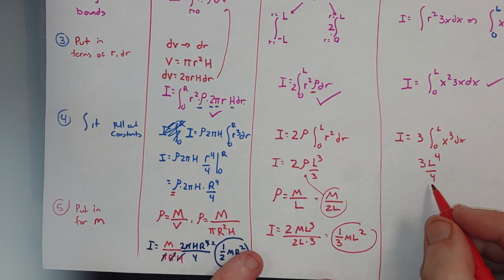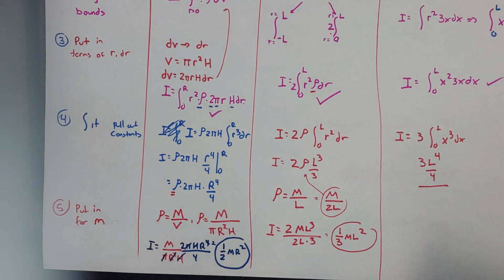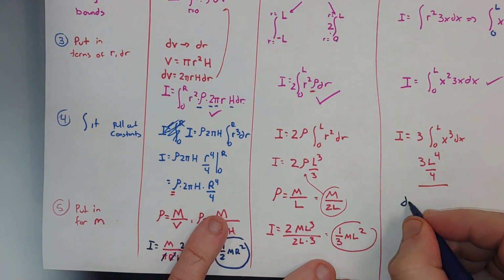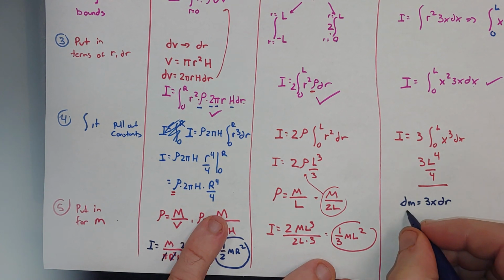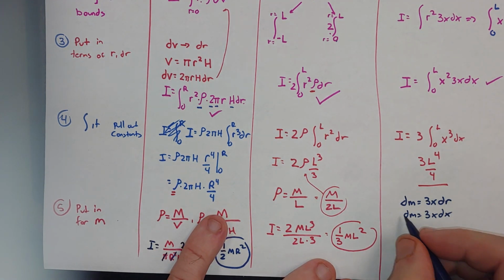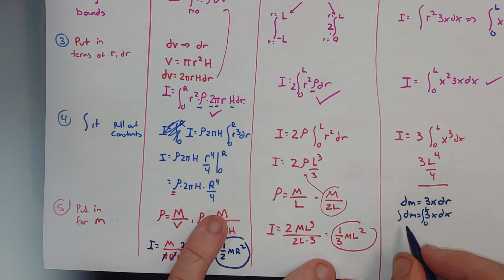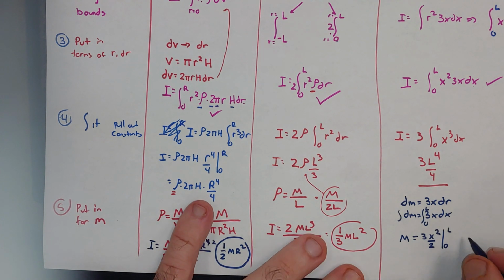This one, oh wait, there's nothing to put in, but it has to be something times M. So what I'm going to do is go back to my original function. I said dm is 3x dr, and then I said dm is really 3x dx. I'm going to solve m in terms of x or L and put it back in. Let's integrate both sides from 0 to L. Integral of dm becomes m. The integral of this becomes x squared over 2. And I'm looking from 0 to L. So now I have mass is 3L squared over 2.